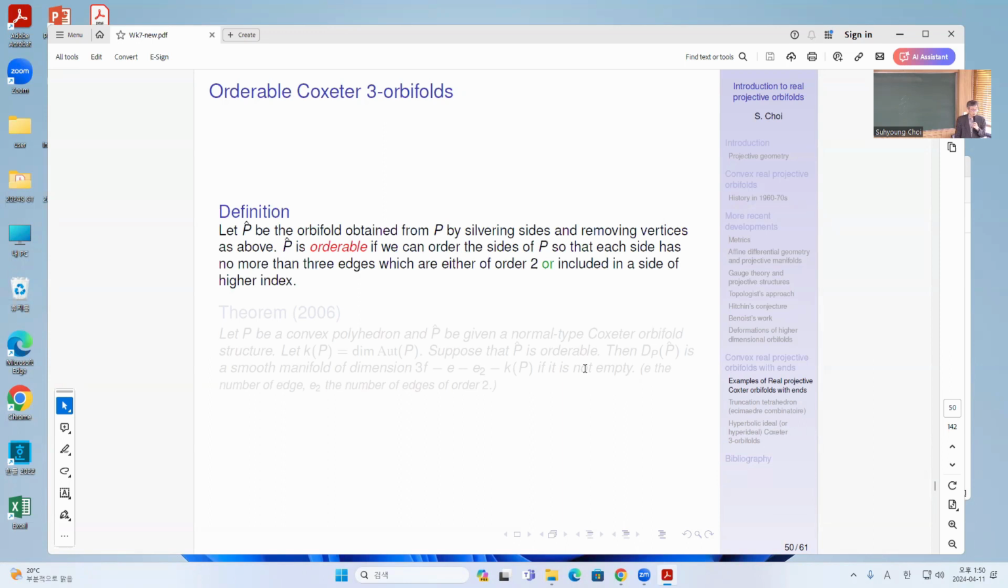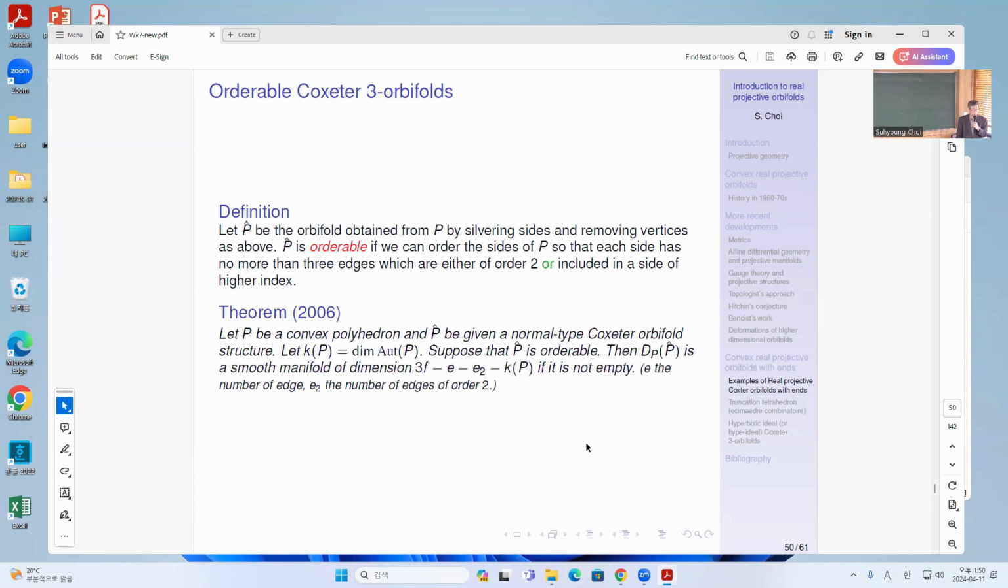So we studied when we can order these sides. These are only for three dimensions. So we order the faces, sides of P, so that each side has no more than three edges which are from sides of higher index, or which have order 2 or are included in the side of higher order. So 3 is an important number here. So you don't have anything coming from 2, or the side of higher index is less than 3.